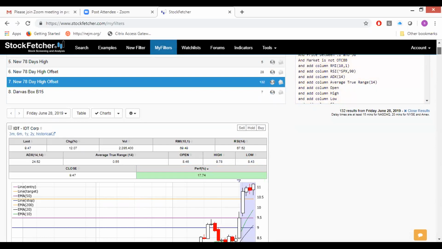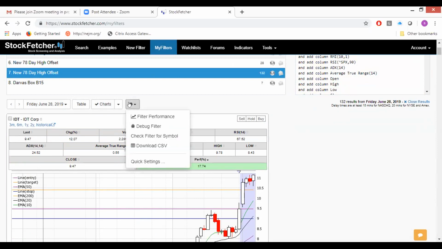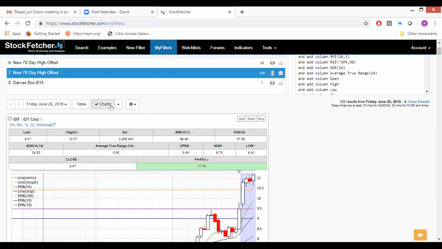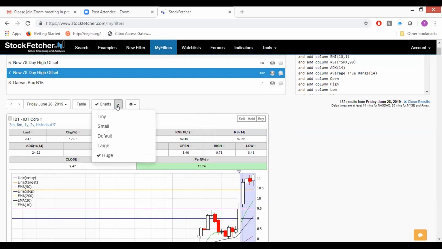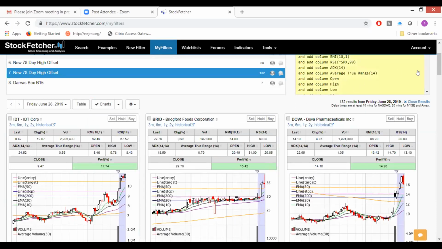Could you change your setting? Click that gear, on the right hand corner after the chart button. There's a chart button, and then a little gear icon here. Click that one, settings. Sorry, no, the drop down of the chart. Go back to the drop down of the chart. Click default. Okay, that way you'll have visibility right away.